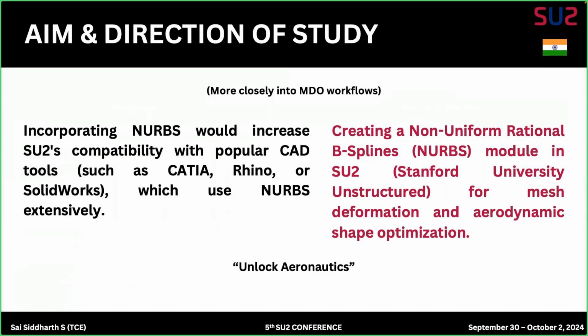Our main objective was to create a non-uniform rational B-splines module in SU2 for mesh deformation and aerodynamic shape optimization, which is what we are currently working on. To make it official, with my university, we created a group called Unlock Aeronautics, which would work towards making this a reality and publish a GitHub repository to support the SU2 community. We expect it to be up by next month, which will improve our horizons as well.